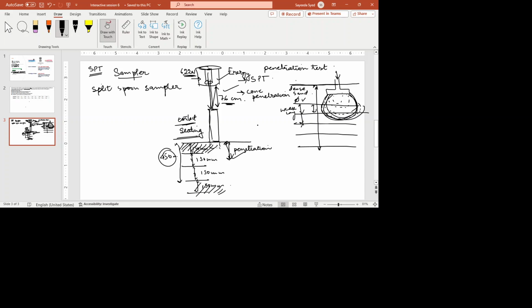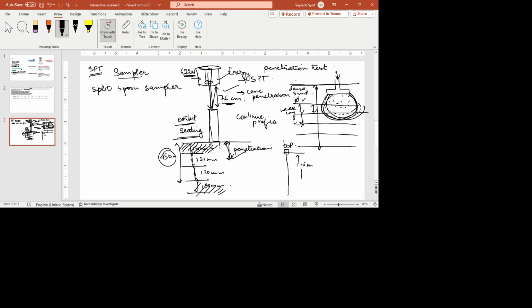The thing to keep in mind is that this test does not give us a continuous profile. In fact, we will take one sample at the top, for example, and then we will go 1.5 meter down.